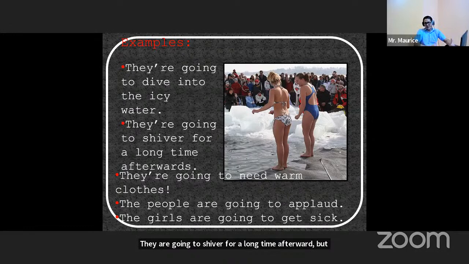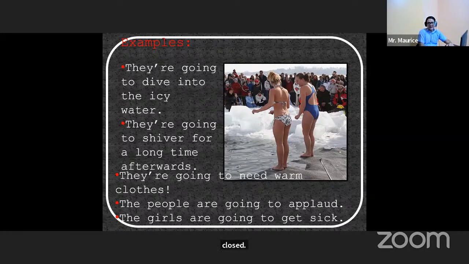Es una predicción. En la otra, they're going to need warm clothes. Van a necesitar ropa cálida. And the people are going to applaud. Las personas las van a aplaudir. And the girls are going to get sick. Las chicas se van a enfermar.